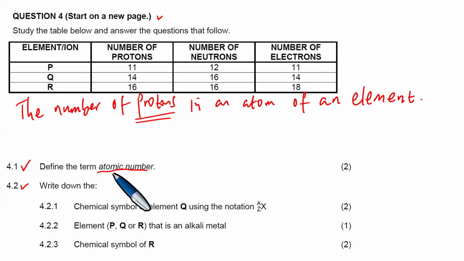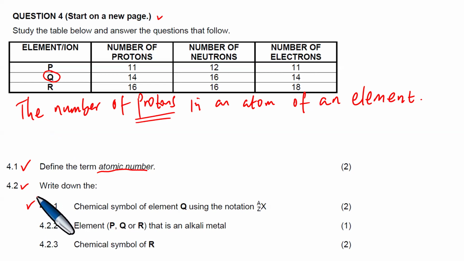Now, if you look at 4.2, we want to write down the chemical symbol of an element Q using the AXZ notation. So write down the chemical symbol of element Q. What is the chemical symbol of element Q in 4.2.1?